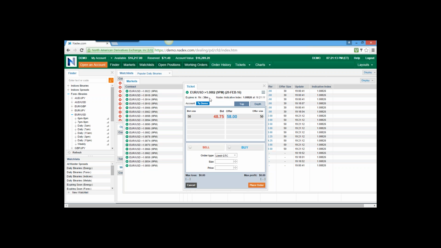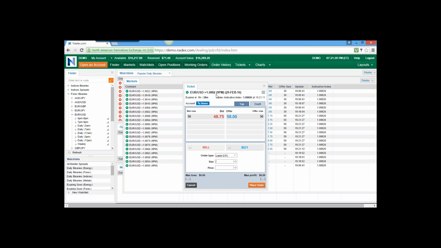Then you buy it. If you think, nope, I think that statement's false, I don't think the market will be above 0882, I think it'll be less than 0882, then I'm going to sell it. It's as simple as that, okay?